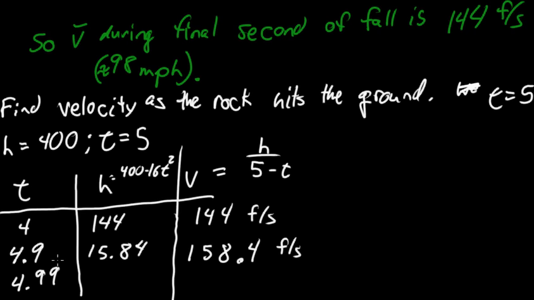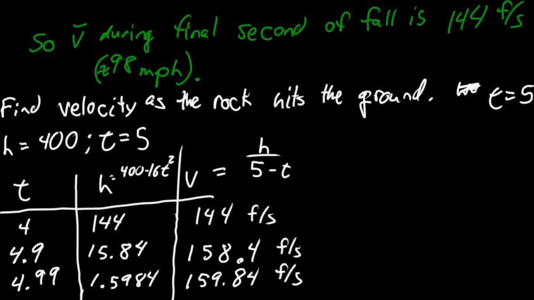Let's get a little bit closer, because I don't really see where this is alluding to quite yet. Let's go to 4.99. 400 minus 16 times 4.99 times 4.99 equals 1.5984. And that divided by 5 minus 4.99 is 159.84 feet per second. So you can start to see how this seems like it's getting pretty close to 160.